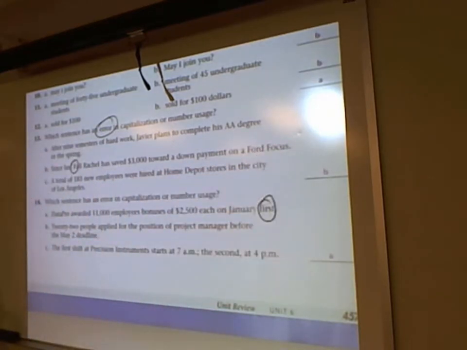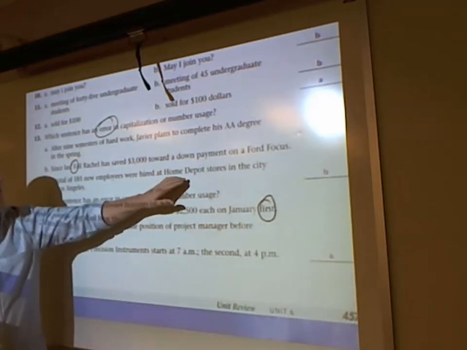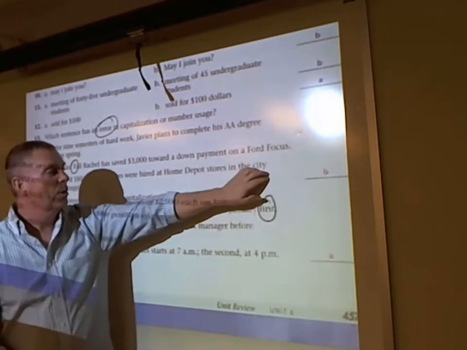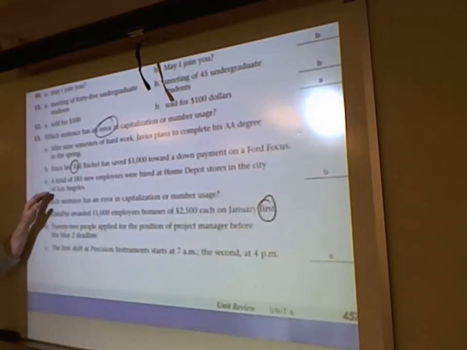But let's look at C. 185 is above 10, so it's a figure. Home Depot is capitalized, the name of the company, and stores is not. And then city is lowercase, as it comes before the city of Los Angeles, which is correct. So B is your incorrect answer.